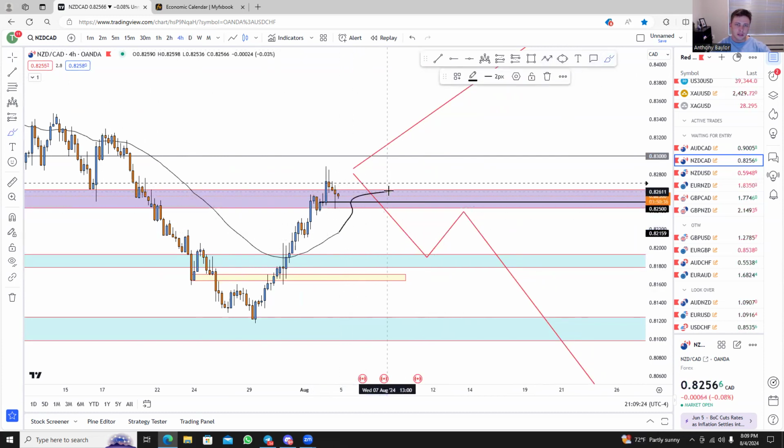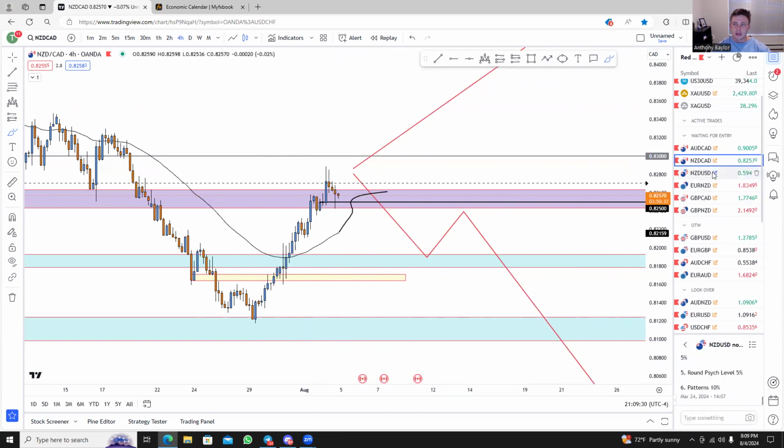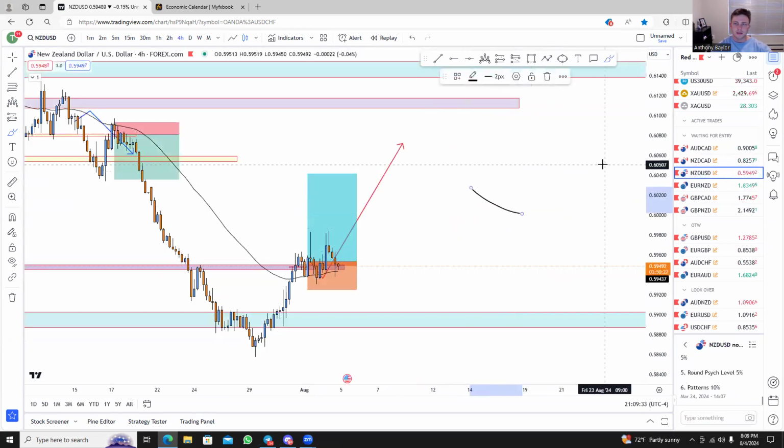Run it up like this. Boom. Now, obviously, I want to see it break below, reject it, and retest. All right. Let's go to NZD USD.